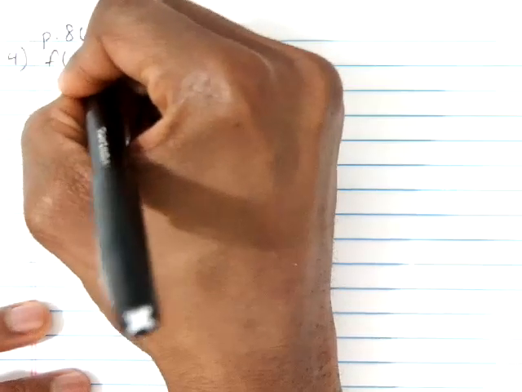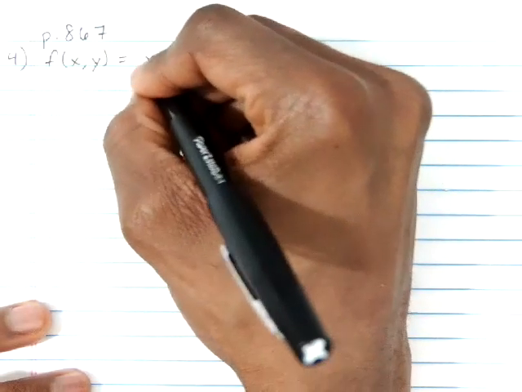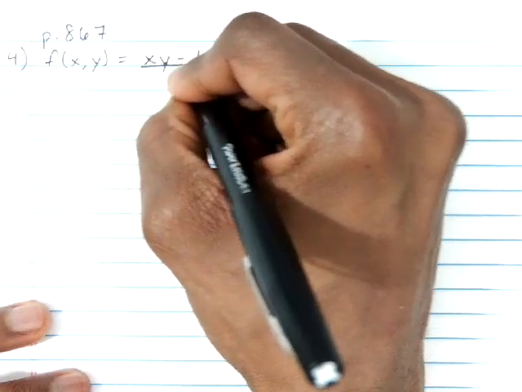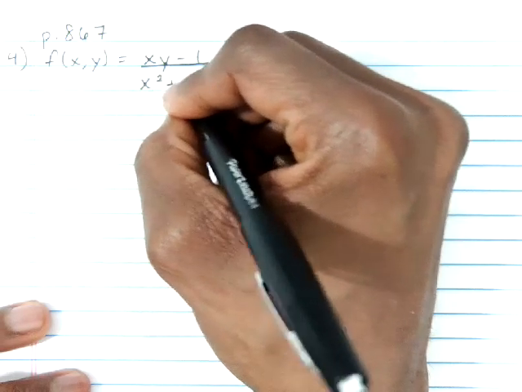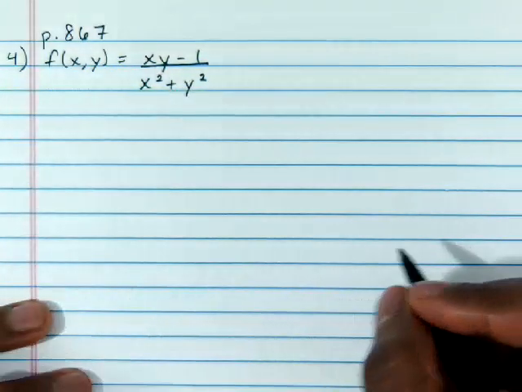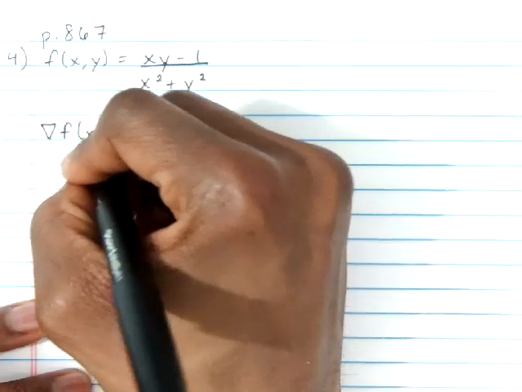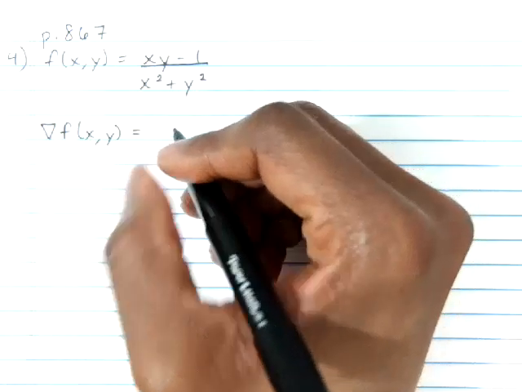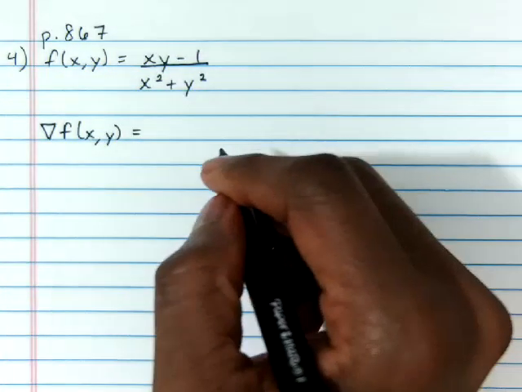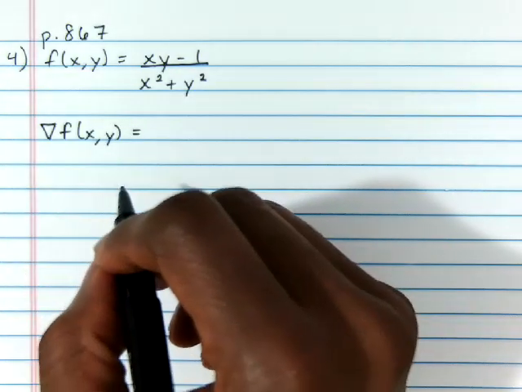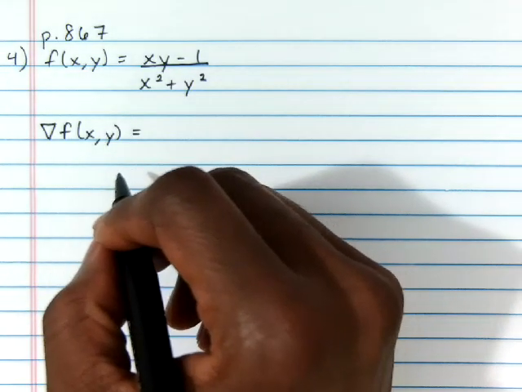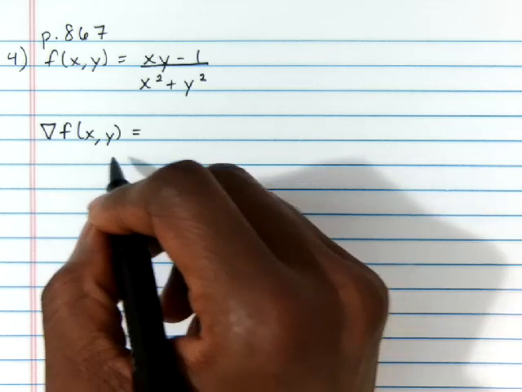Number 4 says, in exercises 1 through 8, find the gradient of the function, and they give us f of xy equals xy minus 1 all over x squared plus y squared. So I said that when you do directional derivative, use the gradient. We didn't write it out as a vector in that problem, although we could have, and then just dotted it with the unit vector.